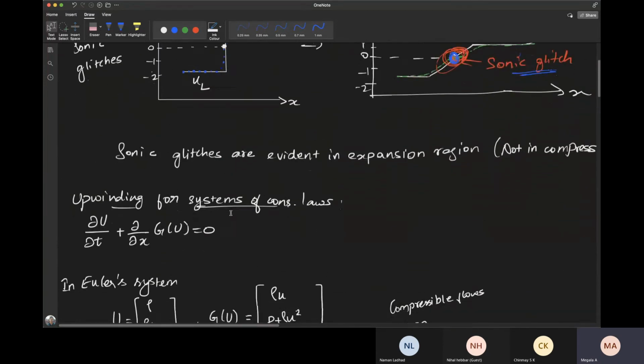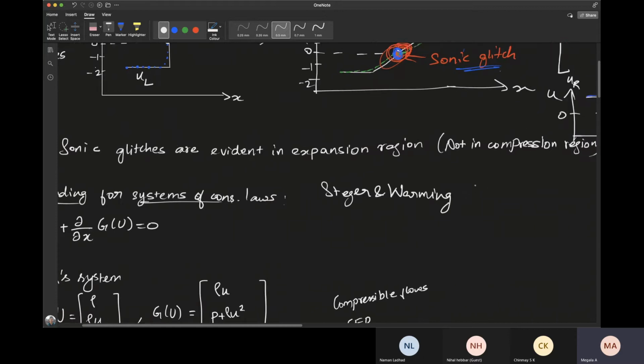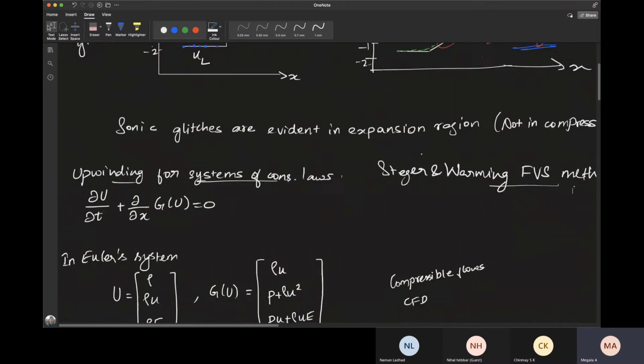Before going to Van Leer's splitting method, we'll see another method called the Steger-Warming flux vector splitting method. Actually, this is the basic method. This is one of the first methods in upwinding. So this has this sonic glitch, but Van Leer's flux vector splitting method avoids this sonic glitch. So the current method that we'll be seeing will have this glitch.